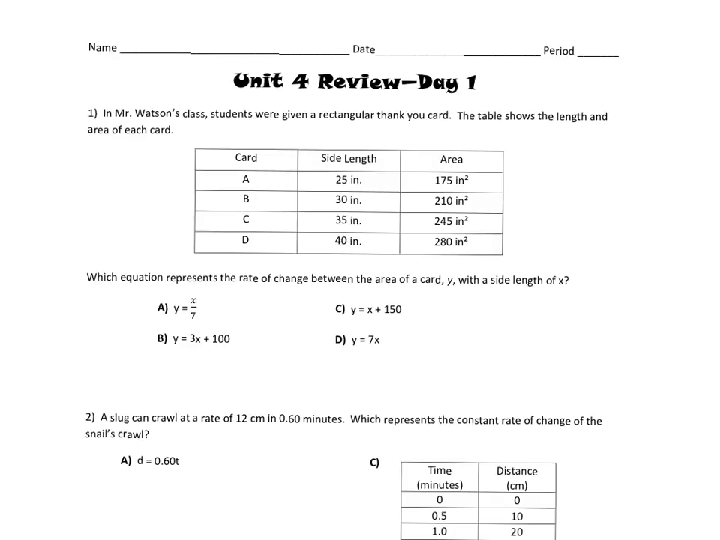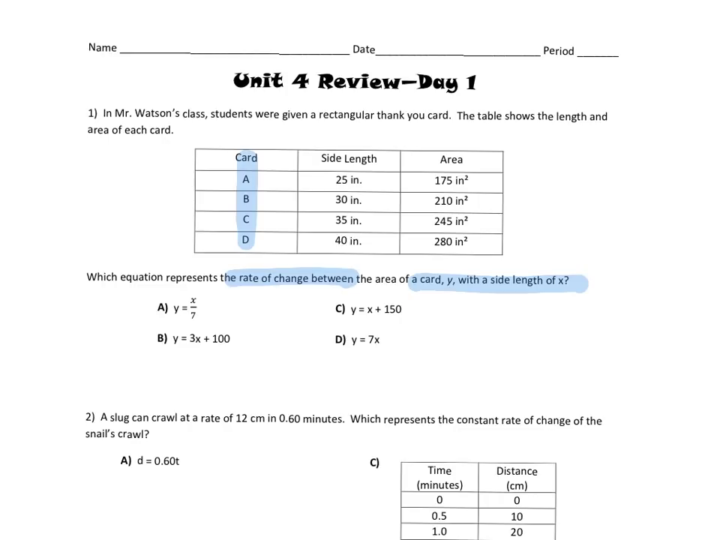So here's Unit 4 review, Day 1. So look at number 1. Number 1 was an example that we used, and the important part right here, if you read, it says, which equation represents the rate of change, okay, for the card, area of the card to the side length. So a lot of y'all got caught up with this right here, and that just tells you the order. It's like saying 1, 2, 3, 4.